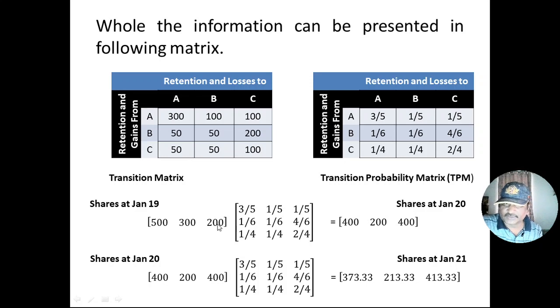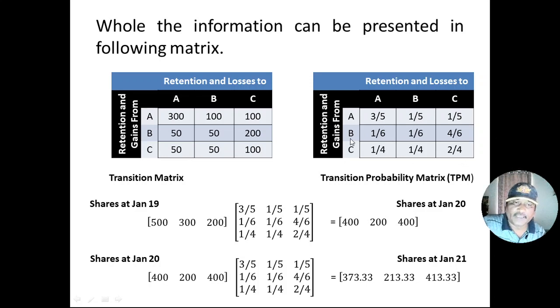How many customers of C were there? 200. So 1/4 of 200, that is 50 customers, will be gained by company A. These figures are talking about gains by A. In a column, they are talking about gains by B. These figures are talking about gains by company C from A, from B, and from C itself.